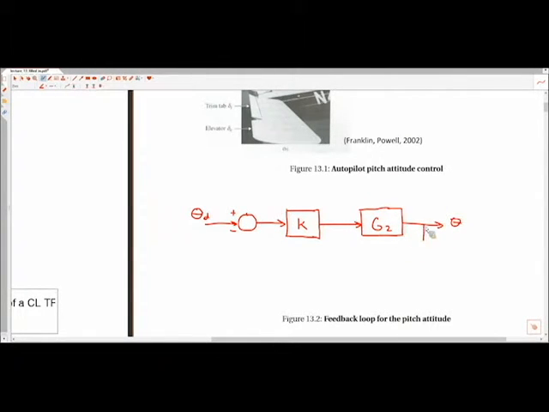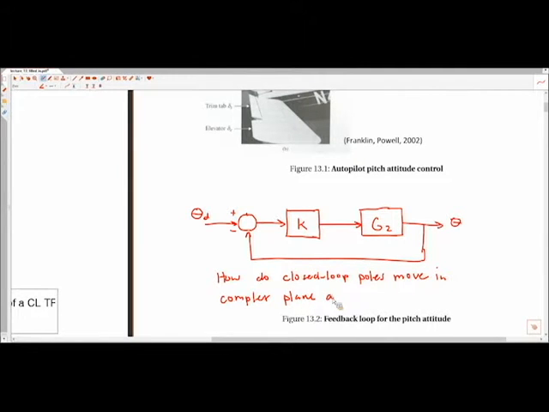Which then gives you the actual pitch attitude. We'd have some sort of sensor in here, like a gyro, or some other type of tool like that, to measure the pitch attitude. And then what we're looking at is how do the closed loop poles move around in the complex plane as we vary K? All right, that's the question we're trying to answer.